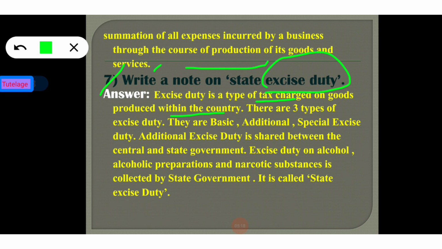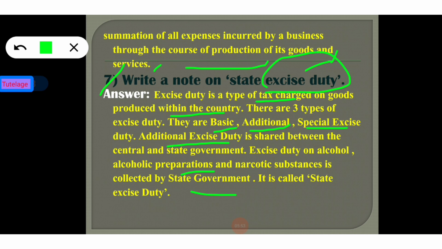Okay, so there are three types of excise duty. They are basic excise duty, additional excise duty, special excise duty, and the state excise duty is under the additional excise duty. So that's why additional excise duty is shared between the central and the state government. So excise duty or tax charged on alcohol, alcoholic preparations, narcotic substances like cigarettes is collected by the state government, and that's why it is known as state excise duty.